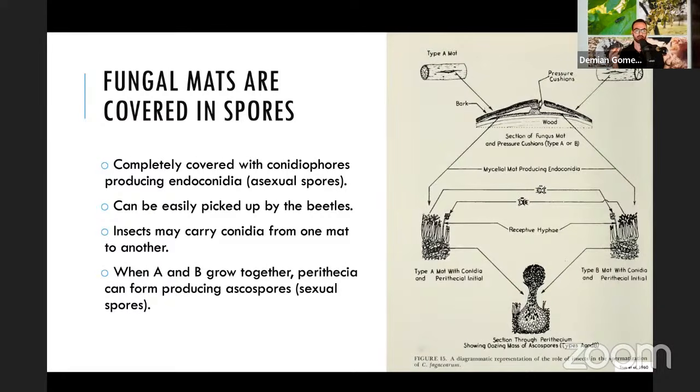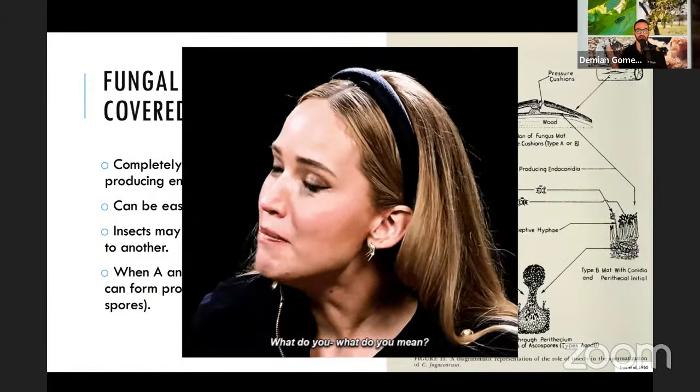And it turns out that there are two different types of mats. We call them type A and type B. It's not exactly the same, but imagine male and female. The insects start moving these spores from a type A to a type B, right? And when that happens, that's when the sexual spores, the ascospores, are produced. And those are a very resistant type of spore. A lot of you are probably wondering, what on earth are you talking about?